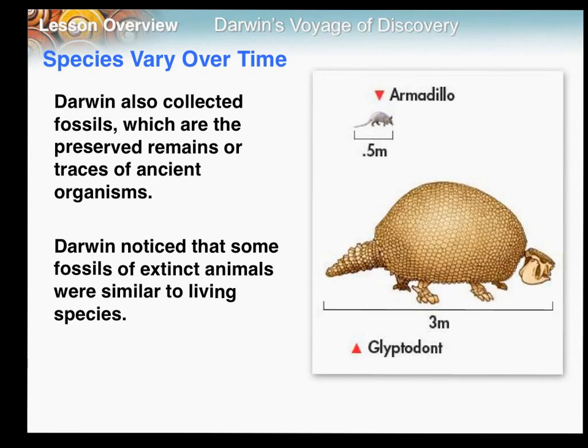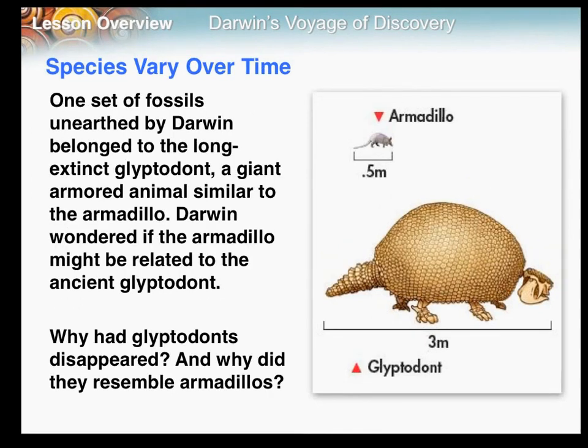So Darwin was collecting fossils along his way as well. So these are the preserved remains or traces of ancient organisms. Darwin noticed that some fossils of extinct animals were very similar to those that he had seen that are living. On one set of fossils that Darwin found, they belonged to a long extinct glyptodont, which is a giant armored animal that was very similar to the armadillo. Darwin wondered if the armadillo might be related to the ancient glyptodont. So why had they disappeared, and why did they resemble armadillos? These are all questions Darwin was trying to answer.